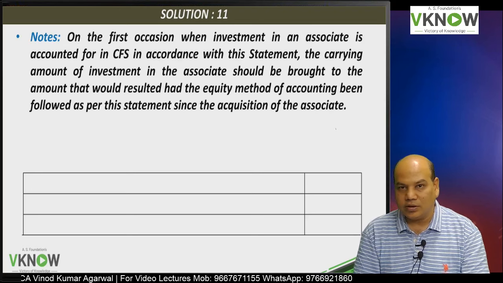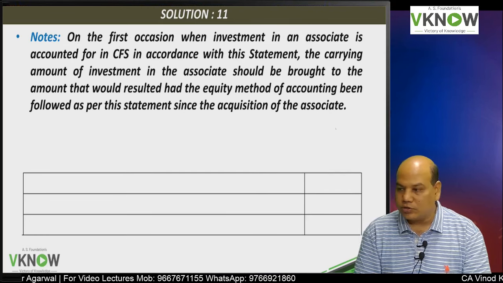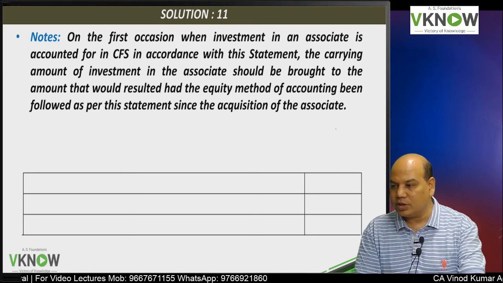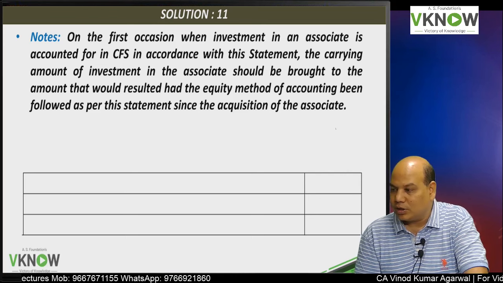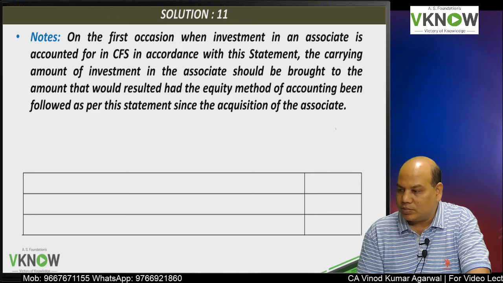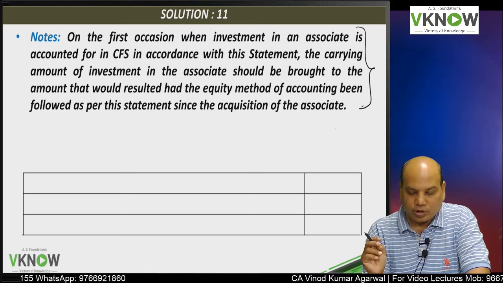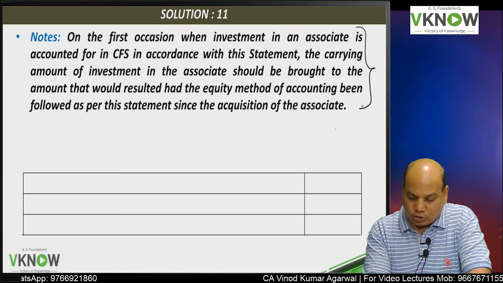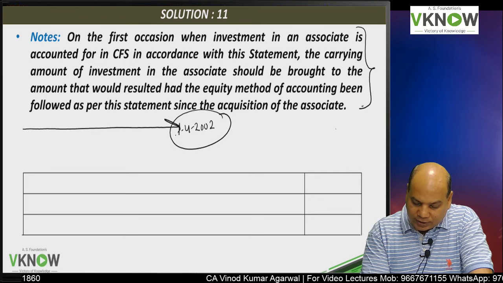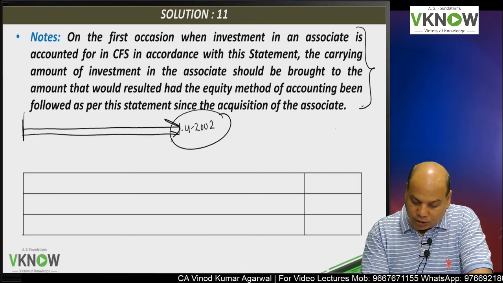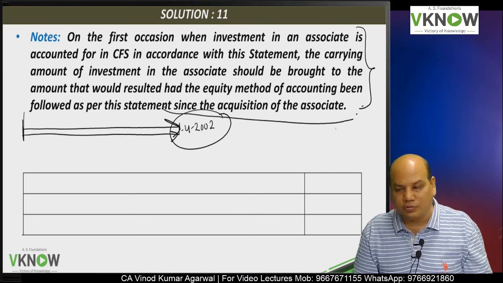On the first occasion when investment in associate is accounted for in CFS, in accordance with this statement, the carrying amount of the investment in associate should be brought to the amount that would have resulted had the equity method of accounting been followed as per this statement since the acquisition of the associate. So, you have to apply retrospective effect. If you are not following AS-23 earlier, now you are following AS-23 from a particular date, then compute the carrying amount of investment as if you had followed AS-23 from the date the acquisition in associate was made.